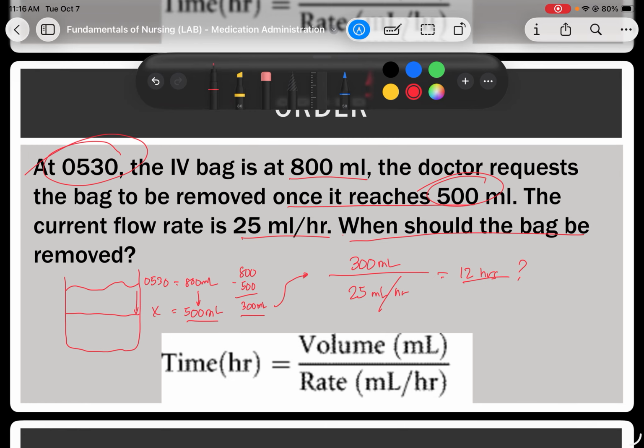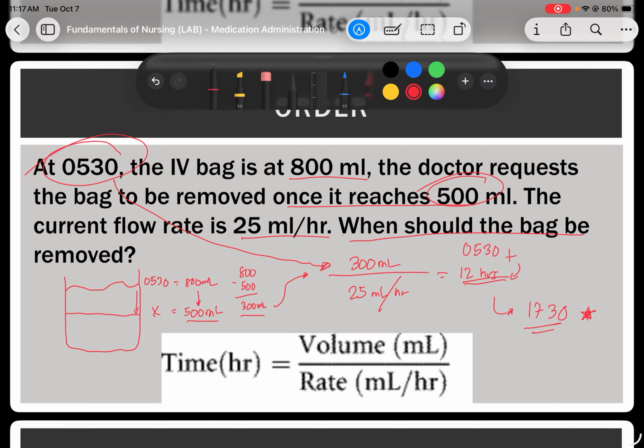So we started out at 5:30. In order to infuse 300 ml, we need to take 12 hours. So basically, the answer is 0530 plus 12 hours, which is 1730. And that is now my final answer. 17:30 or 5 p.m. in the afternoon.